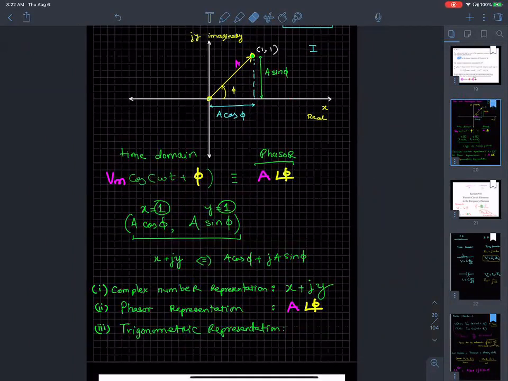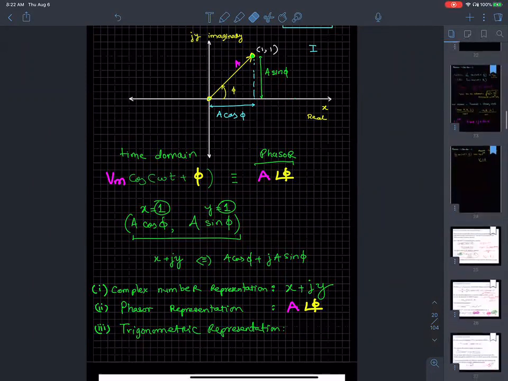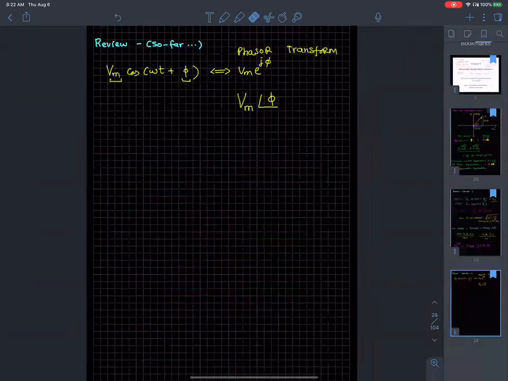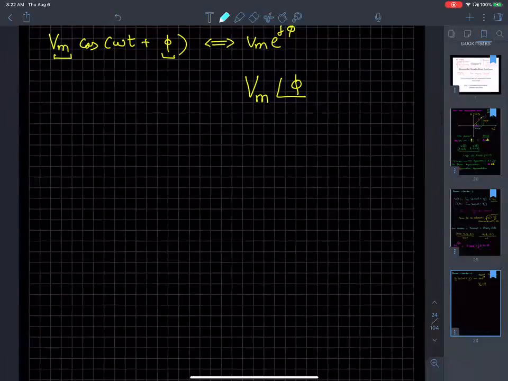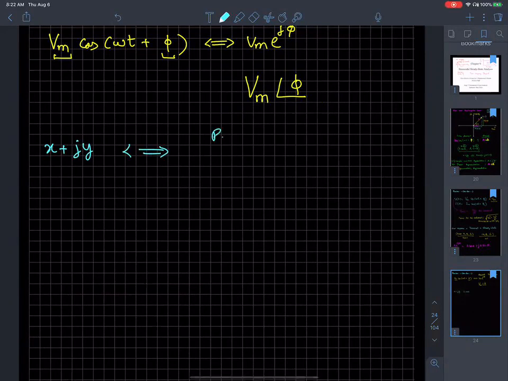Let me go back to doing that. If I have a complex number, x plus jy, and you want to translate that into polar form, where it is represented by magnitude and phase, then the magnitude is given by the hypotenuse, which is the square root of x squared plus y squared.